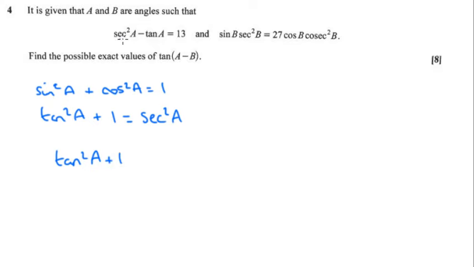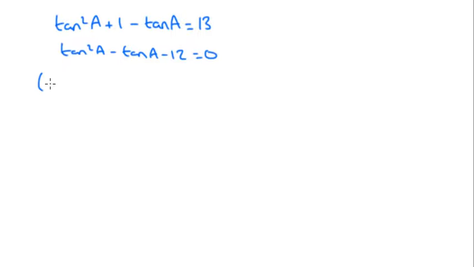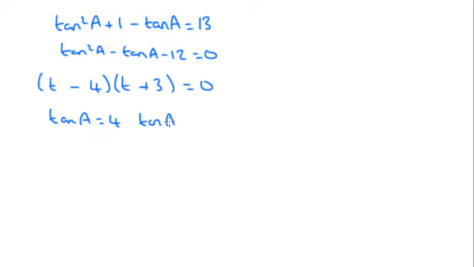So we can swap this sec squared a for tan squared a plus 1. So we've got tan squared a plus 1 here, and then we take away tan a, and we're told that equals 13. If we rearrange this, tan squared a minus tan a minus 12 equals 0. This looks like a quadratic, so we can solve it as if it was a quadratic. I'm going to write t for tan. This will factorise quite easily to (t minus 4)(t plus 3). So tan a is either 4 or negative 3.